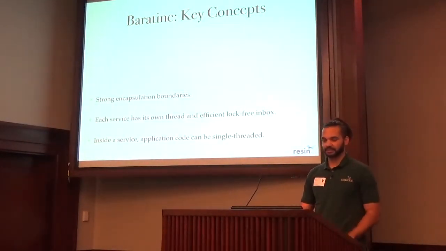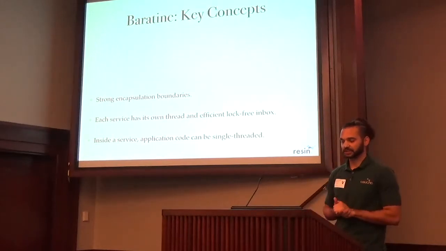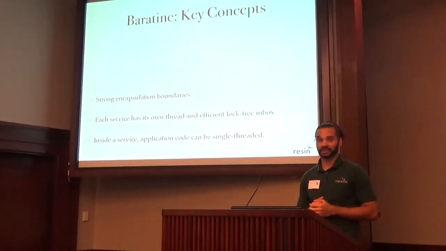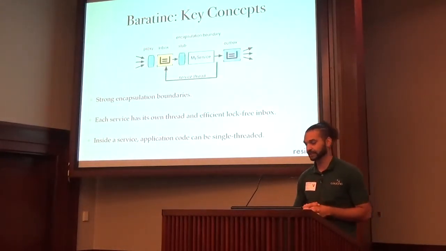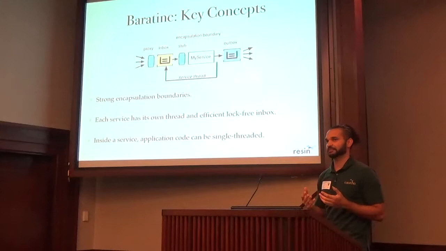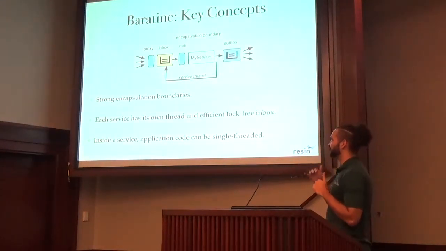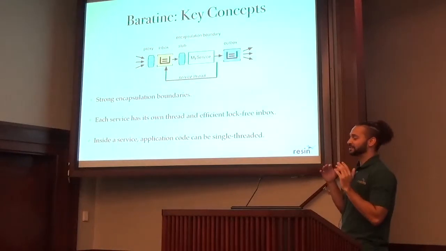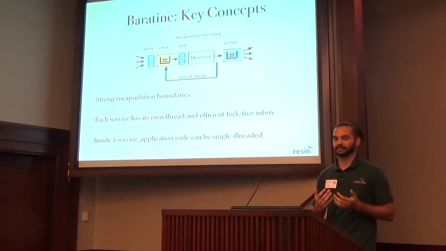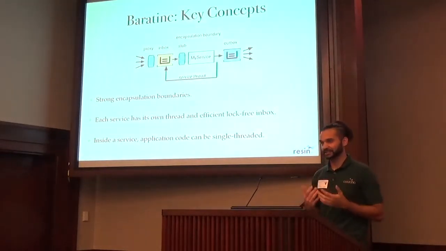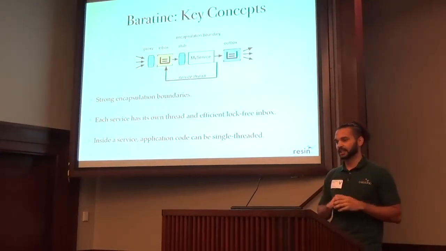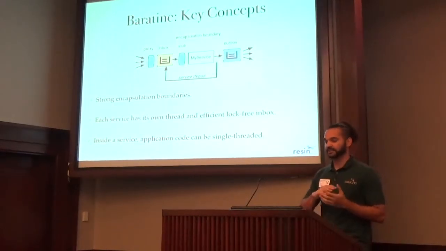Strong encapsulation boundaries. Each service is going to have its own thread in an efficient lock-free inbox, and inside a service, application code can be single-threaded. Depicting that is what we have here. There's a proxy. The proxy calls into a lock-free inbox. The messages are queued within the inbox. Within that inbox is what we call the encapsulation boundary, where only a single thread operates. What this allows us to do is get better CPU affinity and spin through these messages in the reactive solution as fast as possible.